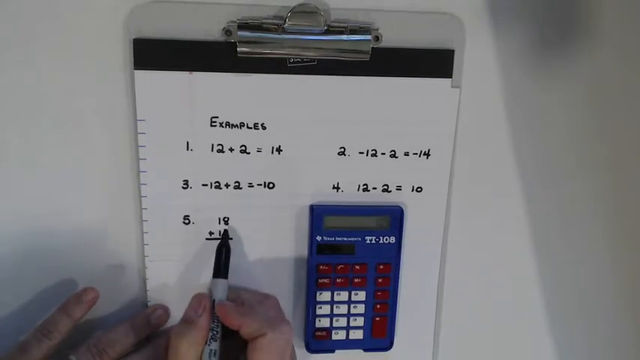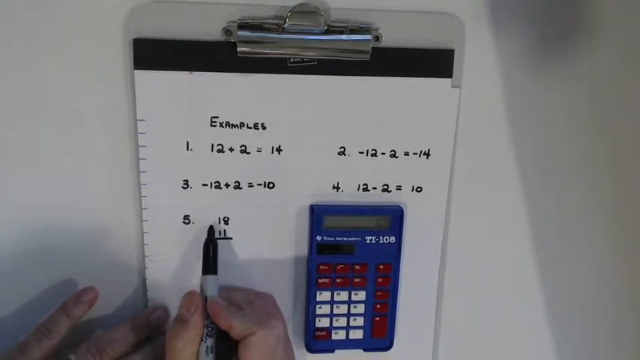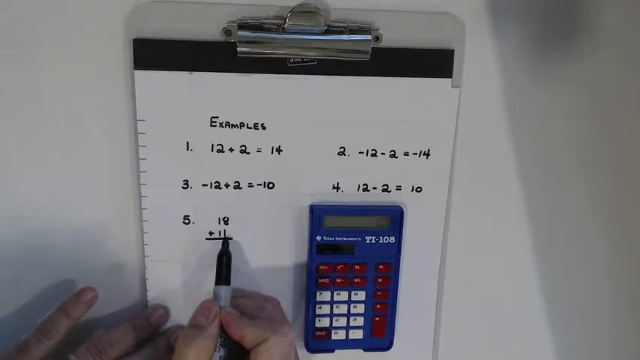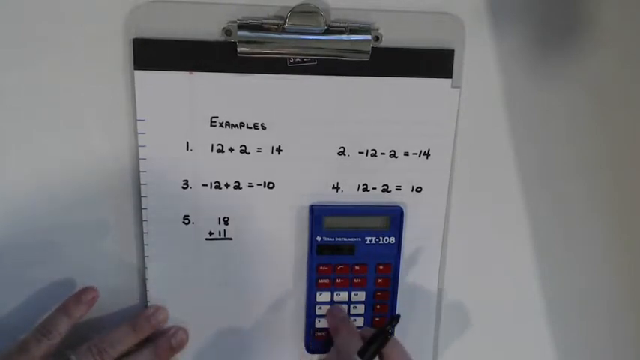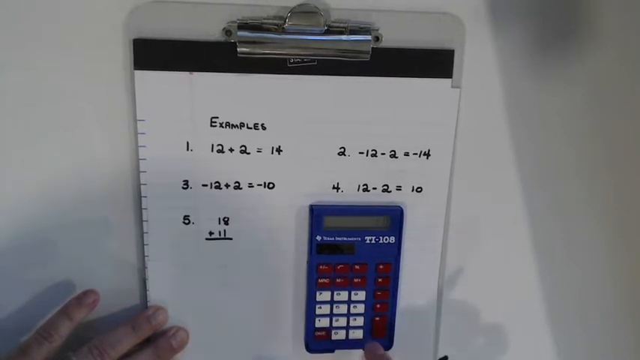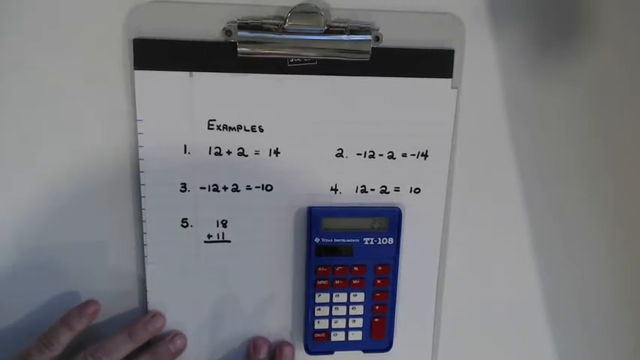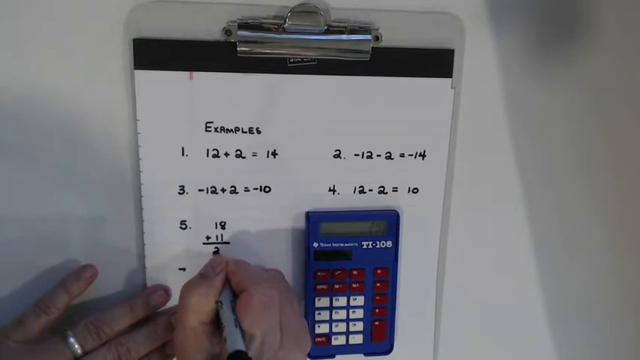I've got an 18. What kind of 18 is it? I look in front. It's a positive 18. What kind of 11 do I have? It's positive. Signs are the same. I add them together. I keep the sign.